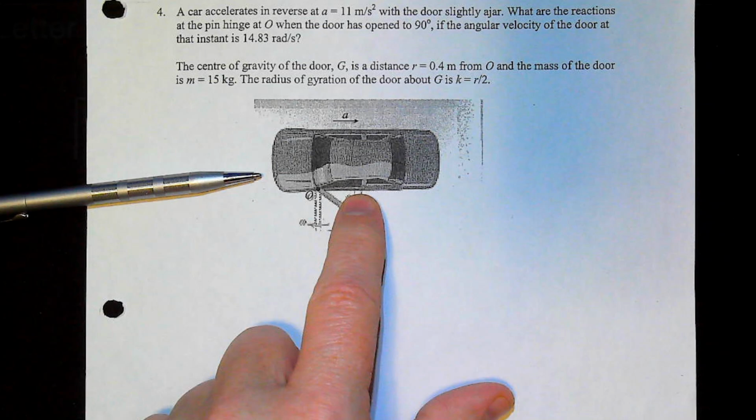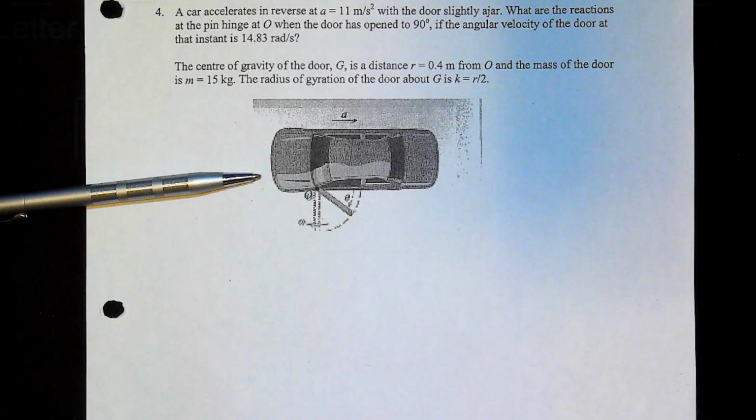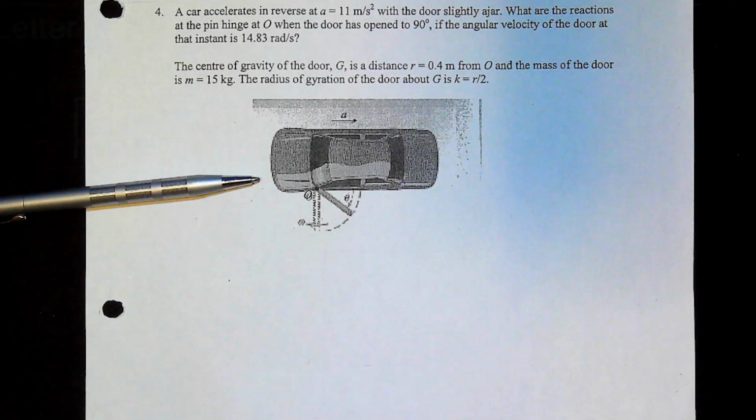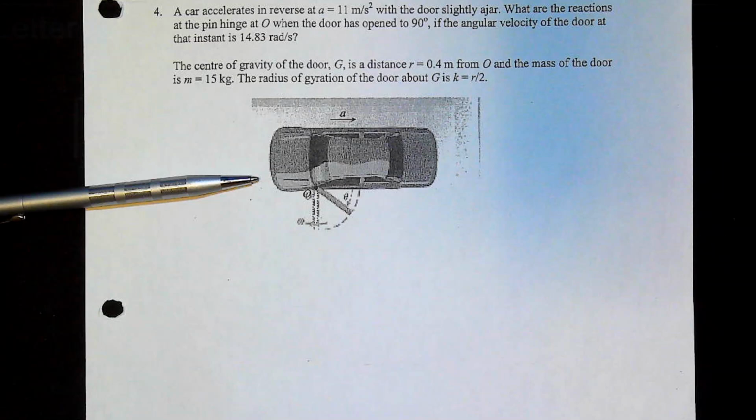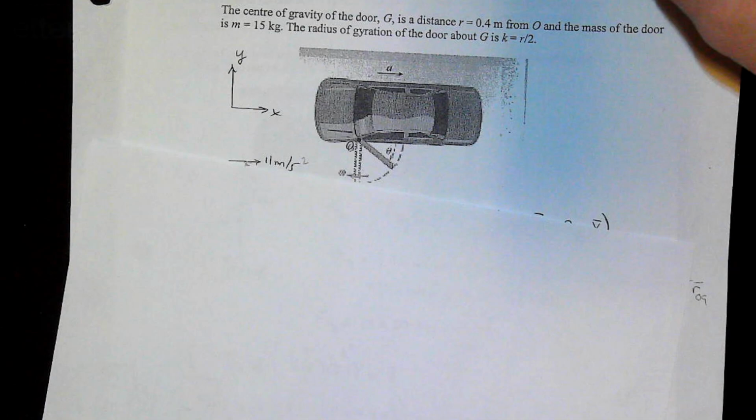I have a car right here, and picture this door is slightly ajar. The driver isn't aware of it, and they start accelerating back quickly, so that their acceleration as they back up is 11 meters per second squared. Well, I think you would all know from just imagination that as you accelerate, this door is going to fling open. And the question is, when the door gets to 90 degrees, that'll be right along here, what are the reactions at the hinge when it gets to that?